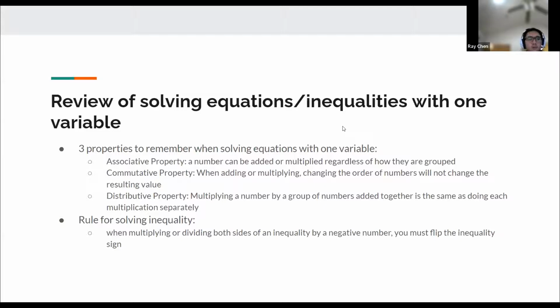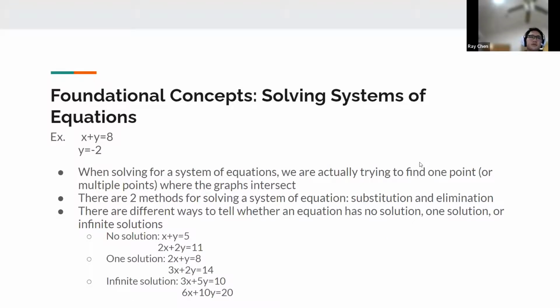And we're also going to go over inequalities. The main thing to note is just when you multiply or divide both sides of an inequality by a negative number, you must flip the inequality sign. All right. So solving a system of equations. For example, as you also saw in the review, something like x plus y equals 8, and then y equals negative 2. Like in this example, y is already solved, but we also need to solve for x because when we solve a system of equations, we're actually trying to find a single point or multiple points where these 2 lines intersect on the graph.